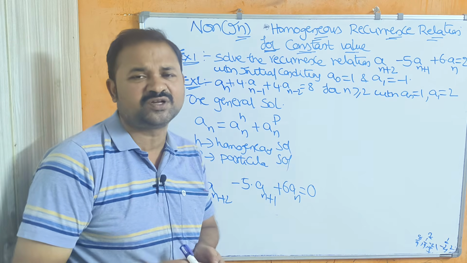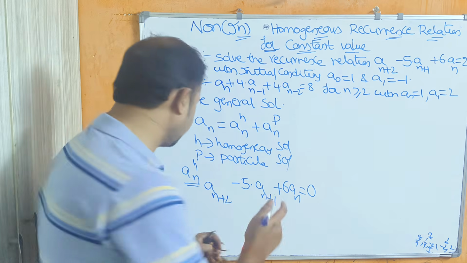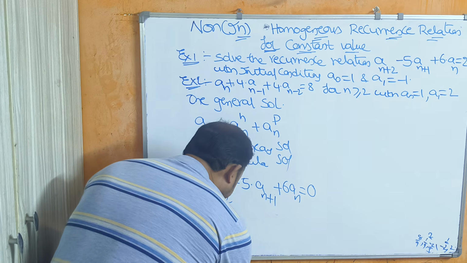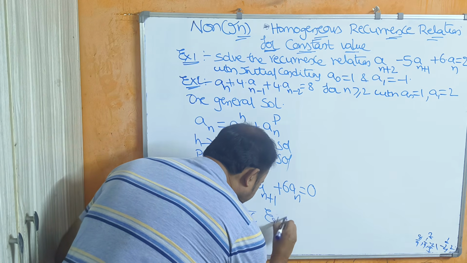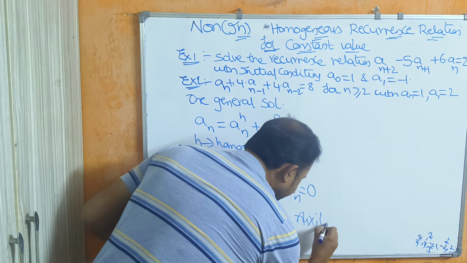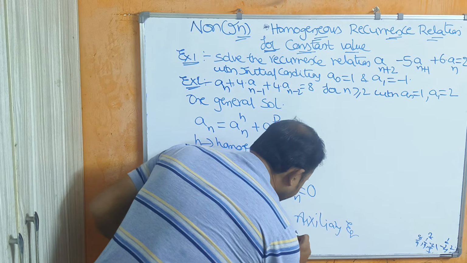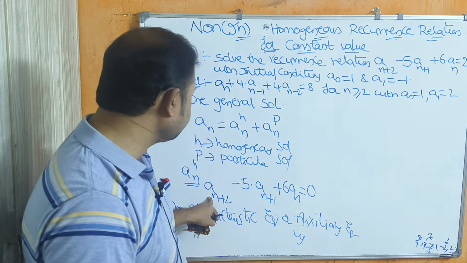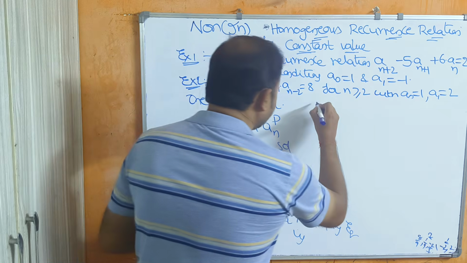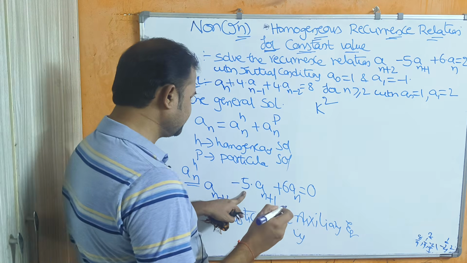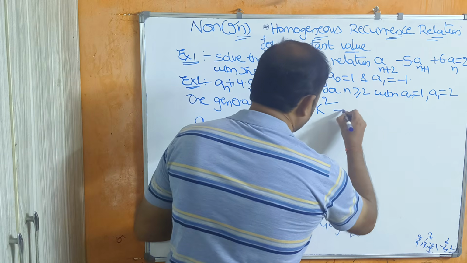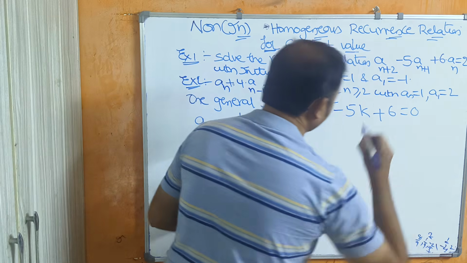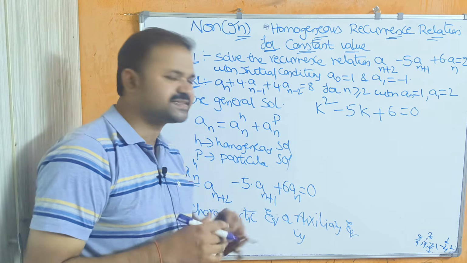We know the formula for the characteristic or auxiliary equation. This is a second order homogeneous recurrence relation, so we will get a quadratic equation. The constant coefficient is 1, so we can write k square, here we have coefficient 5, minus 5k plus 6 equal to 0. So this is the auxiliary or characteristic equation.